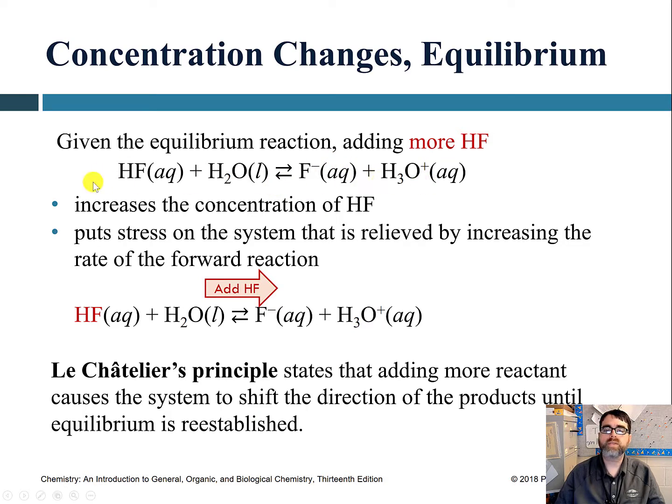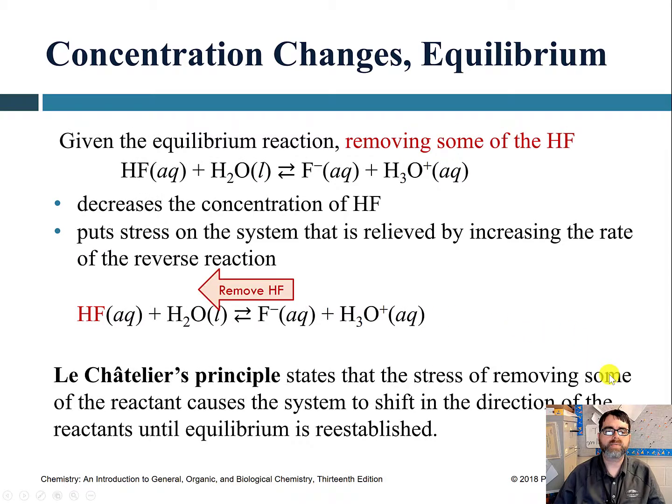So if we have this reaction here and we add more HF, we now have more reactant, which means that reactant is going to collide with the other reactant more frequently, according to collision theory, which you should have gotten back when covering reactions. Because they collide more frequently, it's going to cause the rate of the forward reaction to increase, and we're going to end up with a new equilibrium after that.